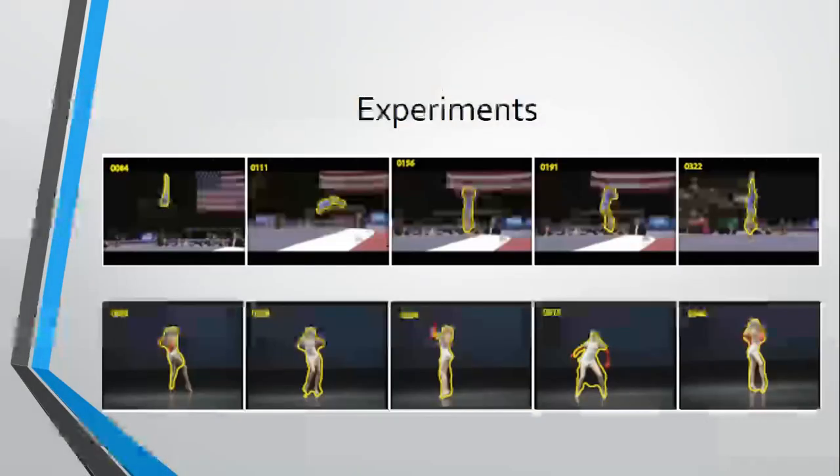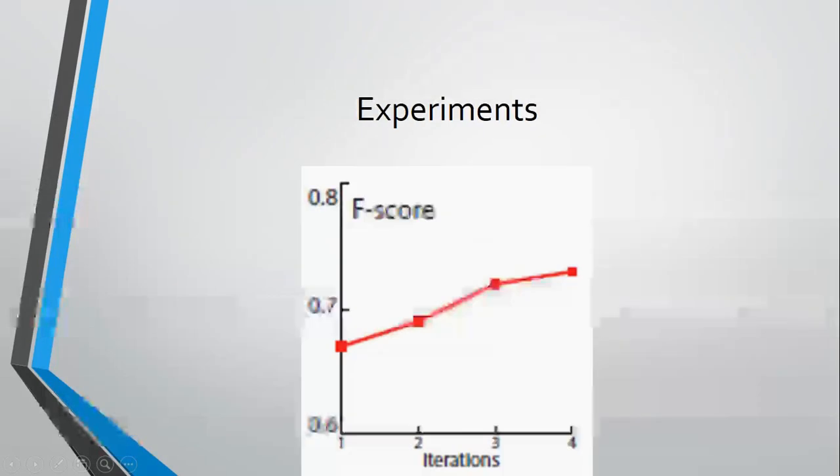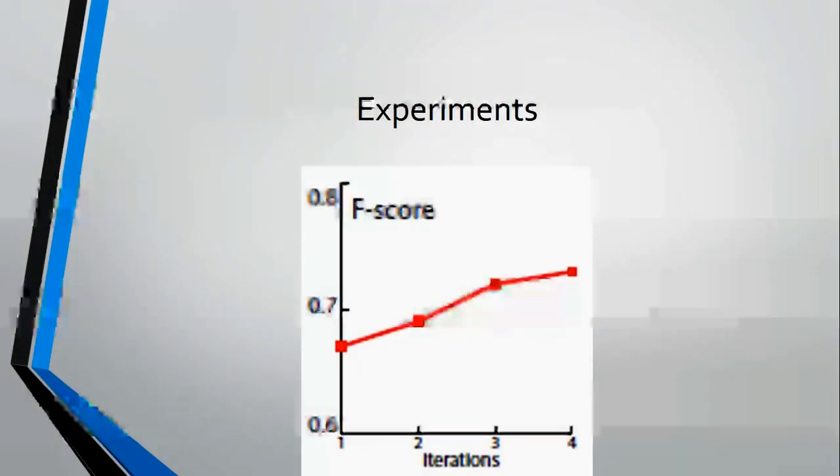These images show the results of the authors' algorithms. The colored numbers in yellow indicate the frame number, and the outlines of humans are drawn in color curves. This graph shows the segmentation accuracy and the number of iterations. As you can see, the accuracy increases as the number of iterations increases.